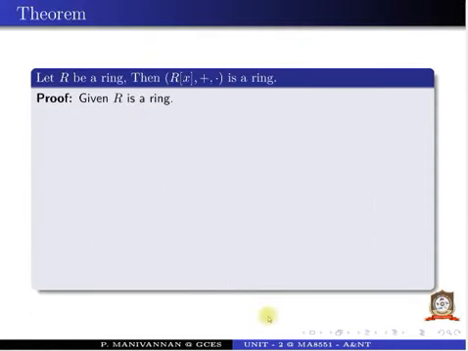Now we move to an important theorem. Let R be a ring. Then R[x], plus, dot is a ring. This ring is called the polynomial ring. R[x] is called the polynomial ring. Given R is a ring.